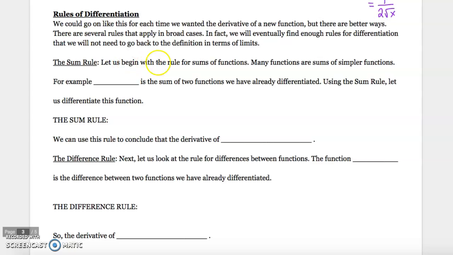So for example, let's begin with the rule for sums of functions. Many functions are sums of simpler functions. So for example, we could do like 4x squared plus x cubed, right? It's the sum of two functions we've already differentiated. So using the sum rule, let us differentiate this function. So the sum rule says that if you have two functions, f plus g, and I want to take the derivative of those, all you have to do is take the derivatives of them separately and then add them together.